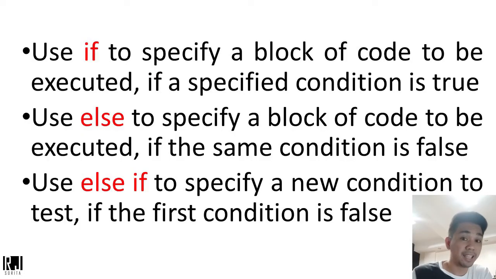There are several keywords that we have to use. First one is if. The next one is the else keyword, which performs the block of code if the condition is false. And lastly, we have else if. Else if is performed if the first condition is false and the else if statement is true, then the block of code will be executed. Let's head on to my example.